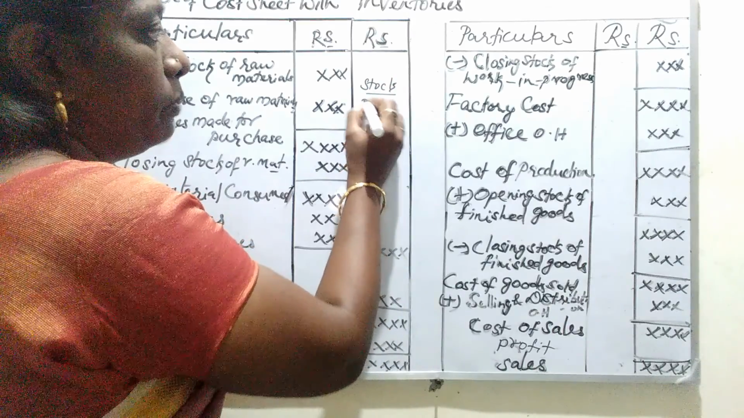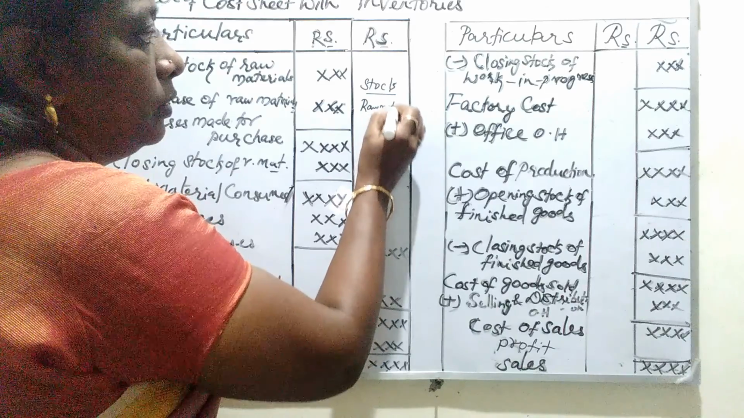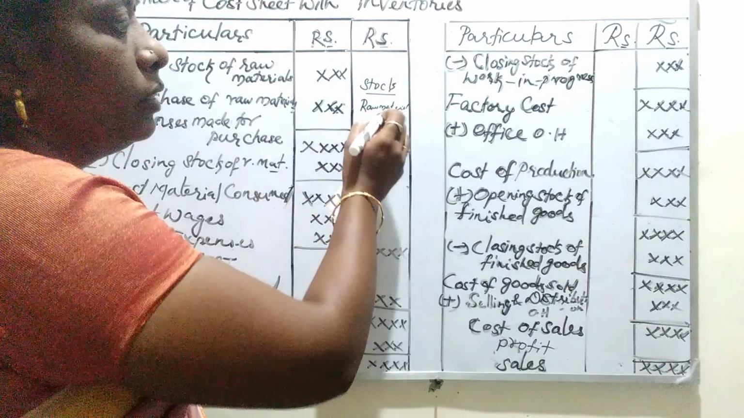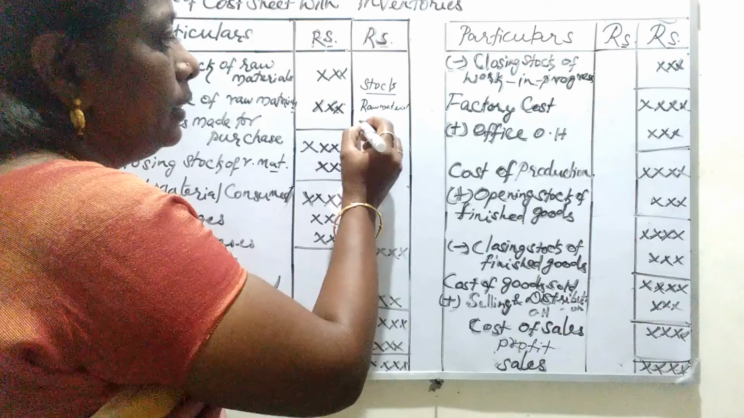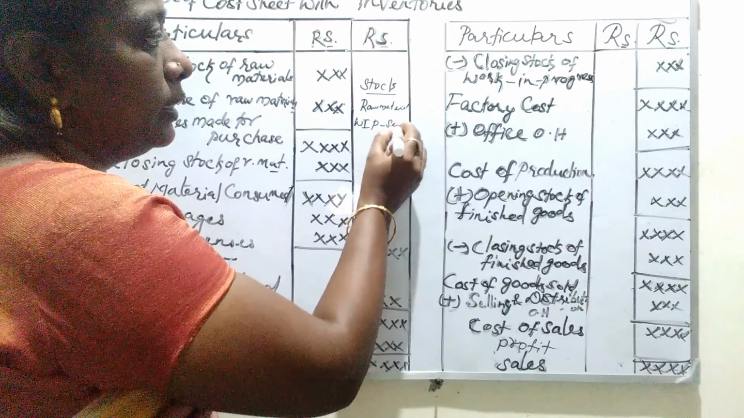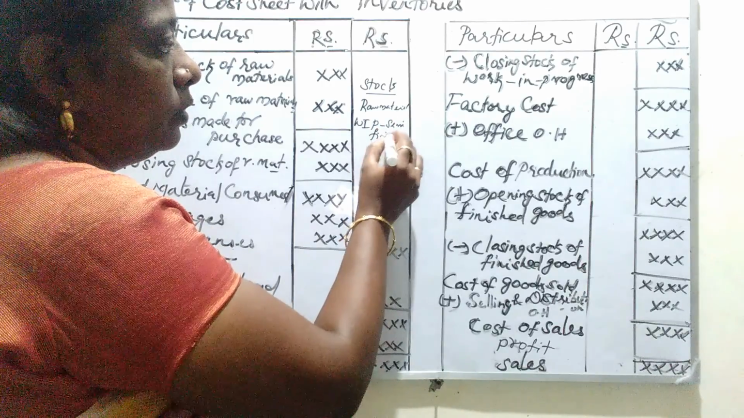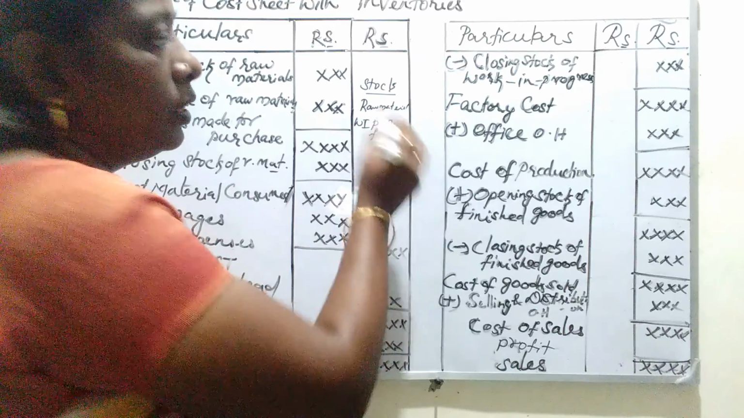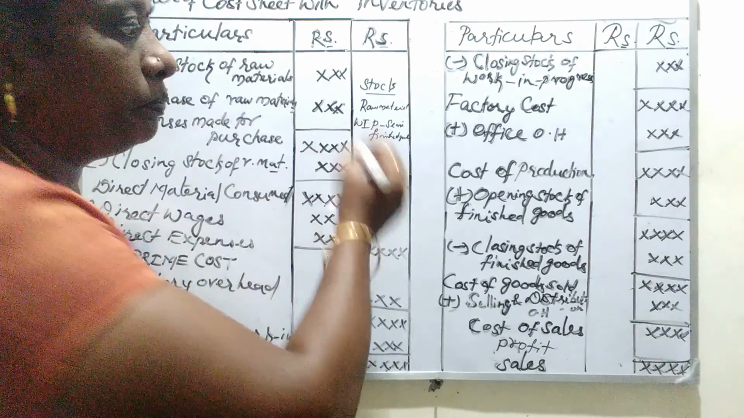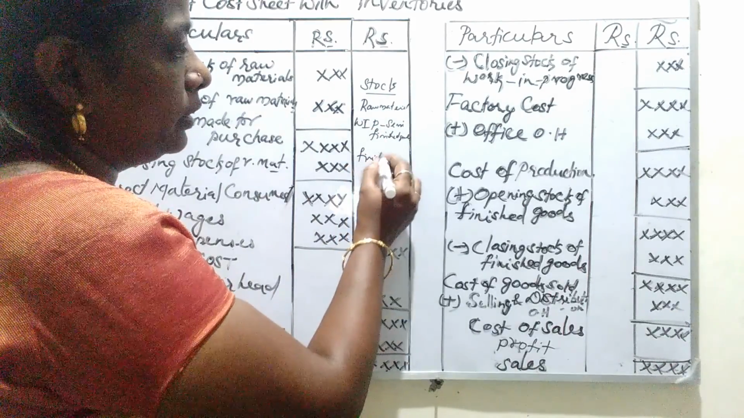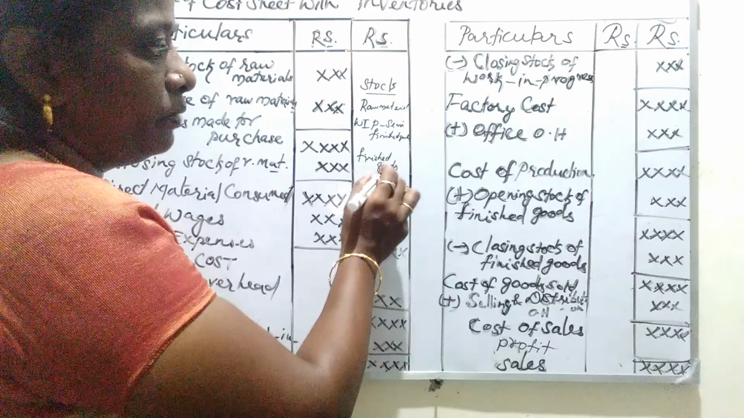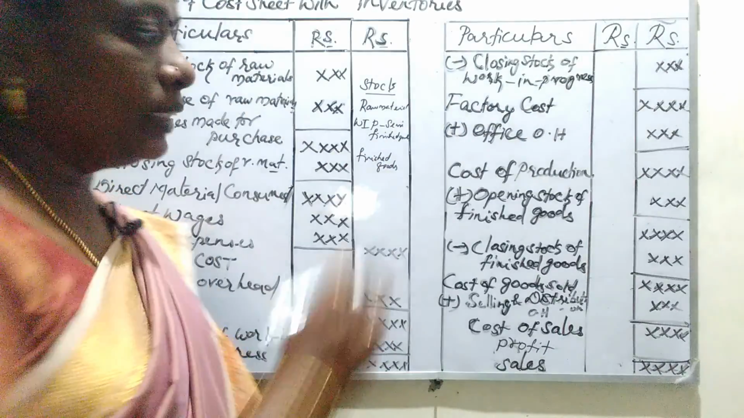So it may be raw material. Raw material is the basic material for producing a product. Then work in progress is semi-finished goods. Half of the goods is produced and it is waiting for the final product. And the third stock is finished goods. It is a completed product, but it is the product which is not sold. So that is the balance stock.